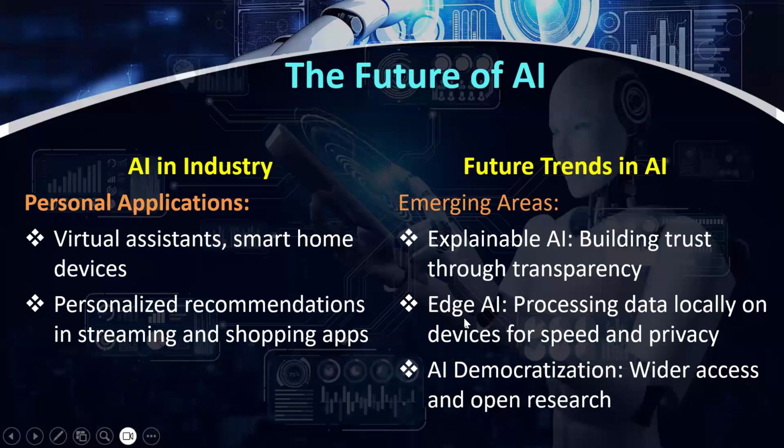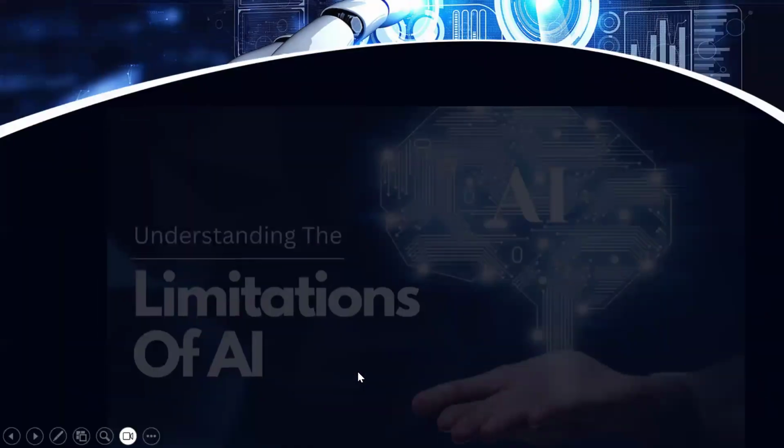And finally, democratization of AI, whereby we have wider access of AI and open research. This is what has been happening from 2021. Democratization of AI by use of tools like ChatGPT, Gemini, DeepSeek, Grok, and many others. Yes, nice. I hope we're good.